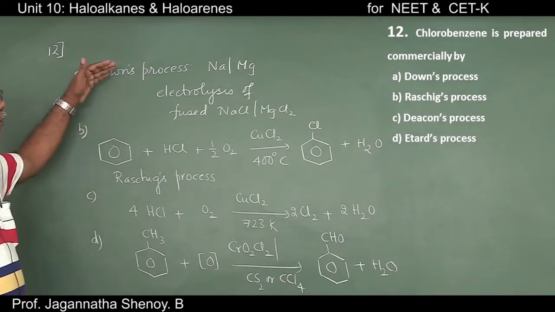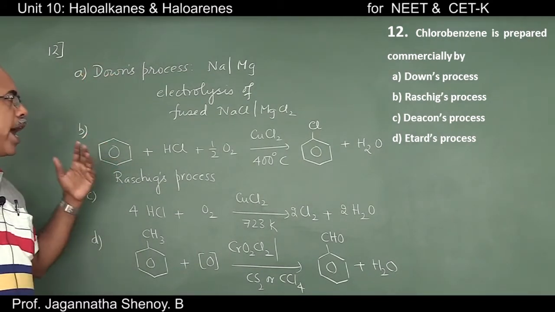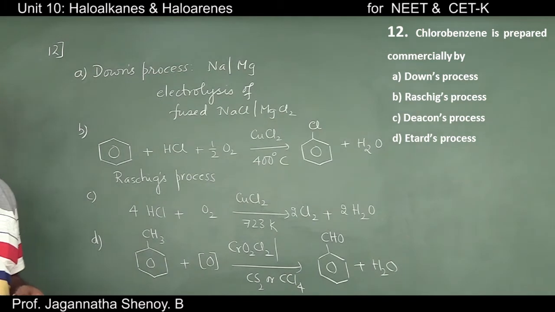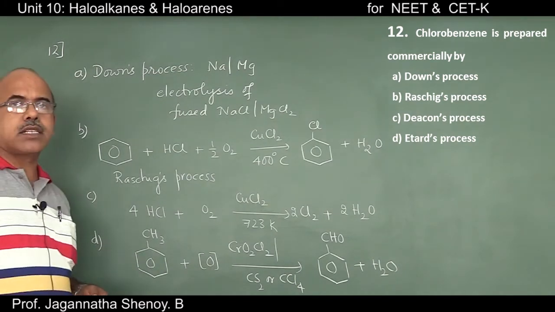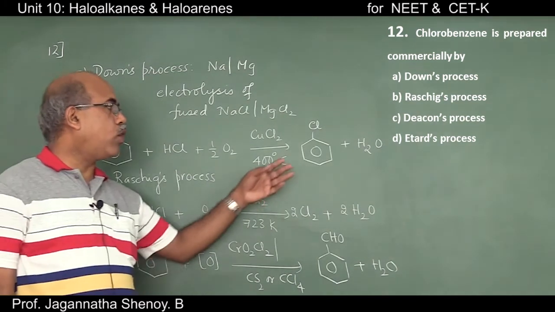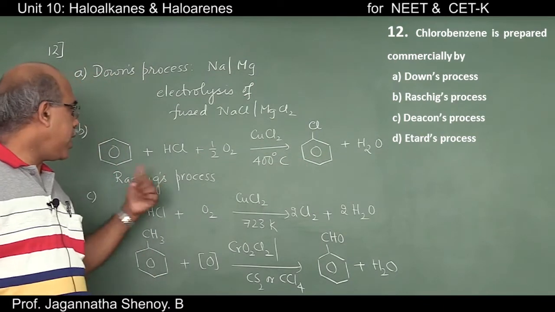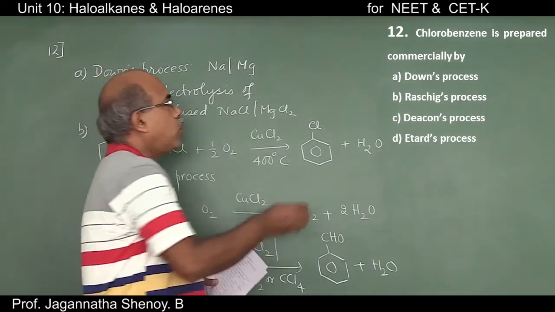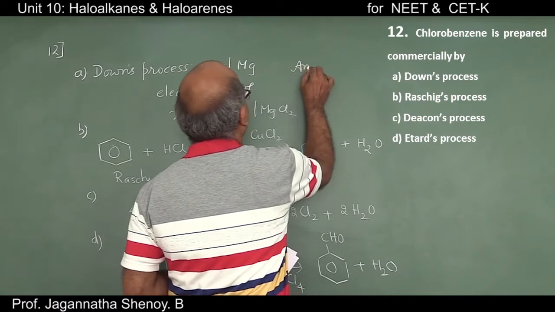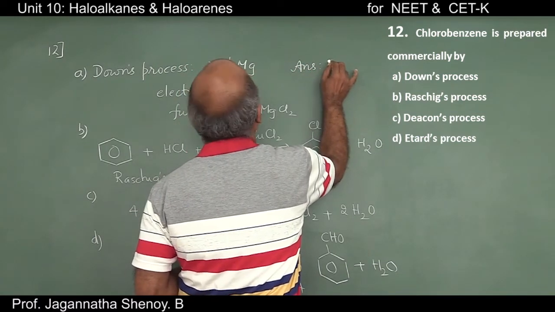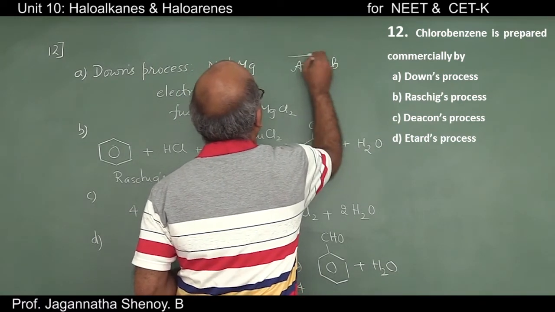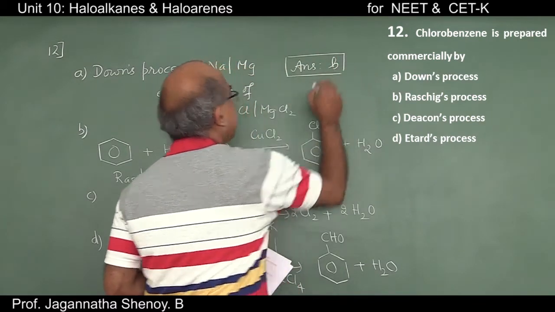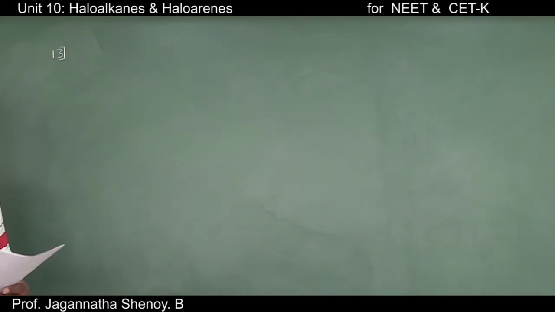So once you are familiar with all the four, identifying answer becomes easier. So what should be the answer to commercially obtain chlorobenzene? It should be Rastich's process. So what is the answer for question number 12? It has to be option B. Move over to 13th question.